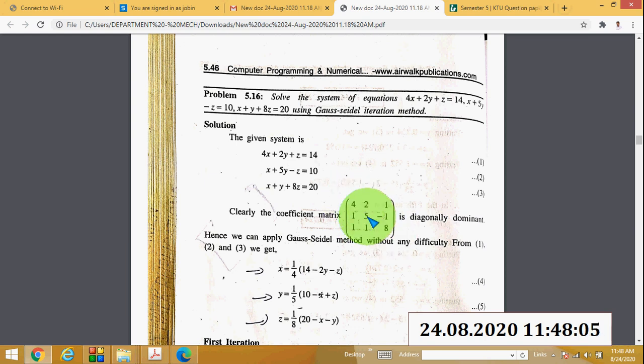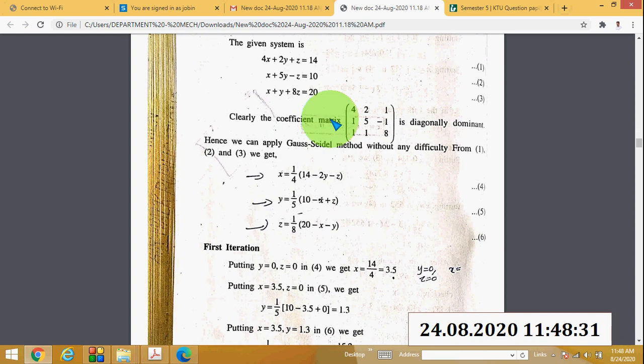What is meant by diagonally dominant? It means the diagonal values will be larger. In the Gauss-Seidel method, you have to write the coefficient matrix and check that it is diagonally dominant. Then only we can apply the Gauss-Seidel method. If it is not diagonally dominant, you have to rearrange the equations such that the coefficient matrix becomes diagonally dominant.